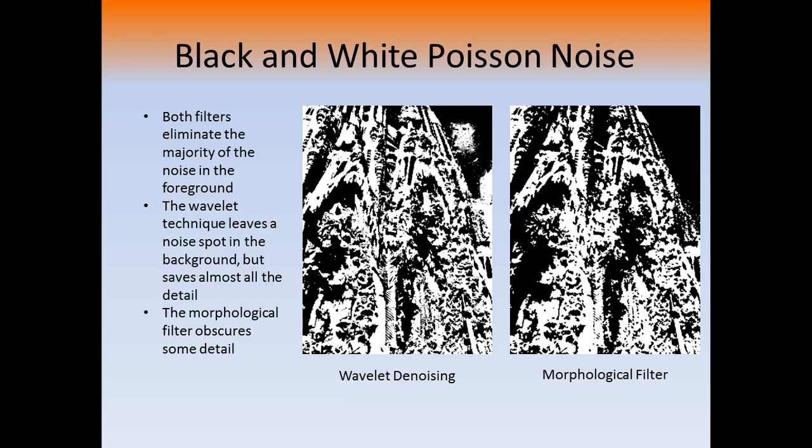Now, for the Poisson noise, they both did a very good job reducing the noise, except for the blotch in the background of the wavelet denoising technique. In this one, it's a trade-off of whether more detail and a slightly noisier image is better, or less detail but almost no noise in the image is better, which would be the morphological filter.